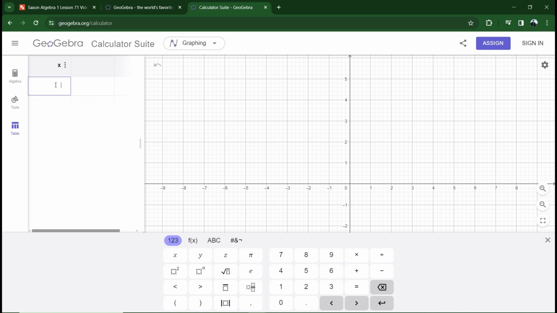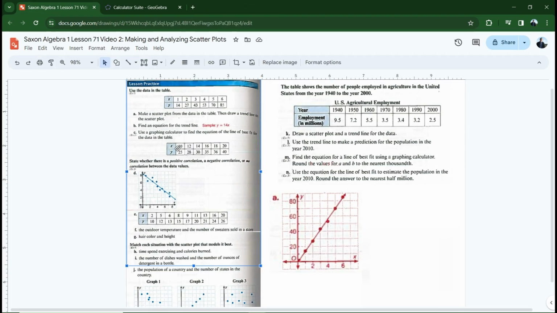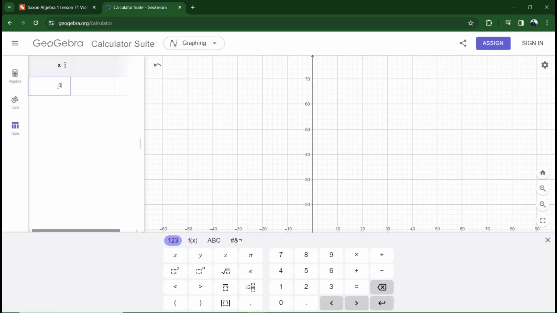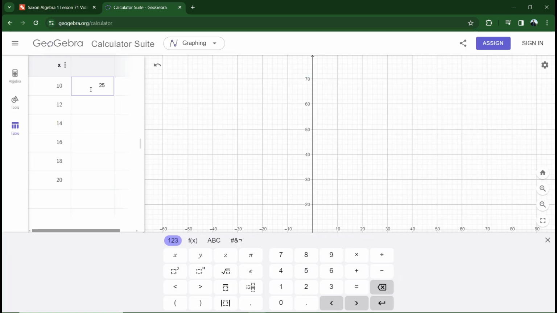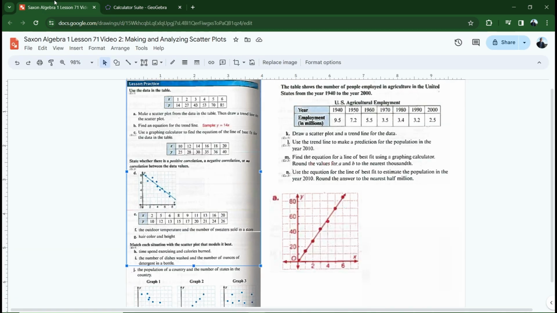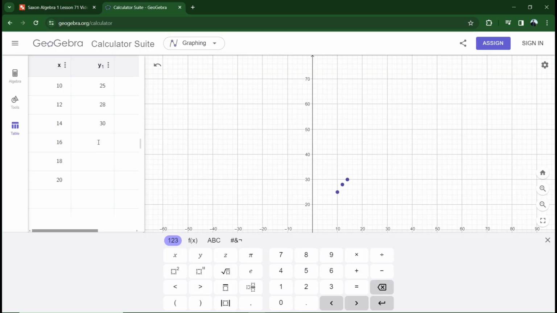And what I'm going to do is enter all of my x values from the table. Notice this one counts up by 2's from 10. 10, 12, 14, 16, oops, I can go back and change it. 18, 20. Okay. And then in my next column, I've got 25, 28, 30. And then it's going to keep going. 35, 36, 40.